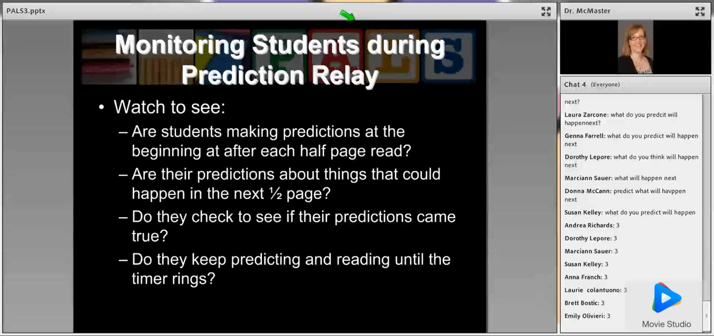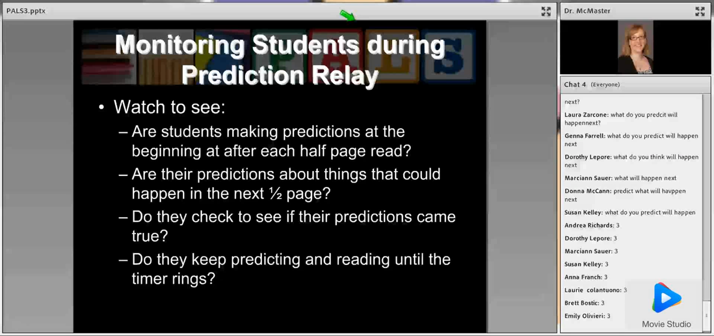During prediction relay, things to look for are students making predictions at the beginning, and then after each half page that they read. Sometimes kids just forget to make a prediction, so just keep an eye out and remind them to do that. Are there predictions about things that could really happen in the next half page? So again, make sure they're not predicting all the way to the end of the book.